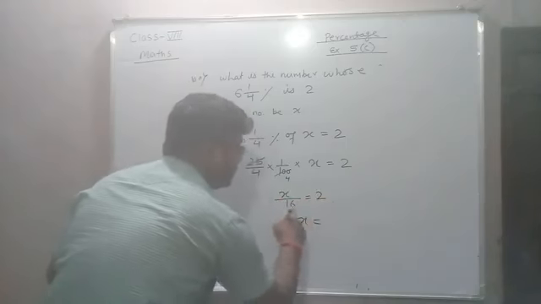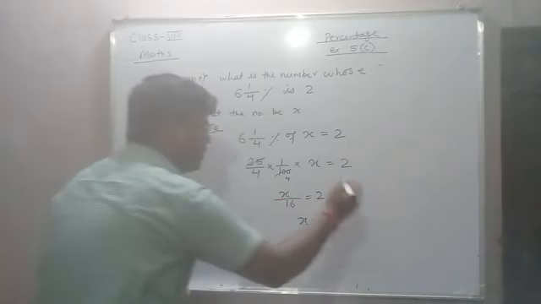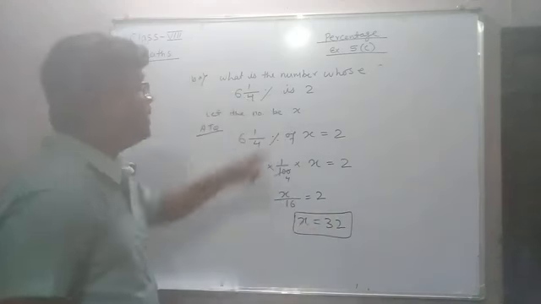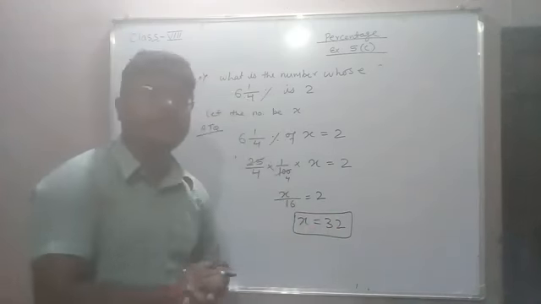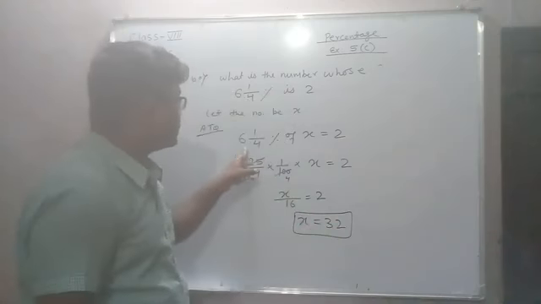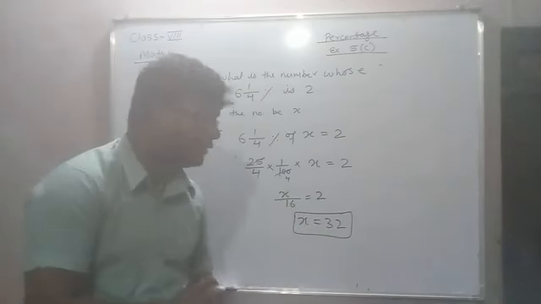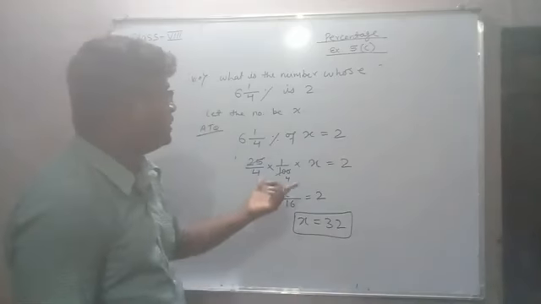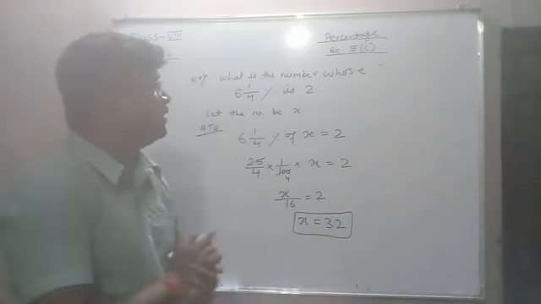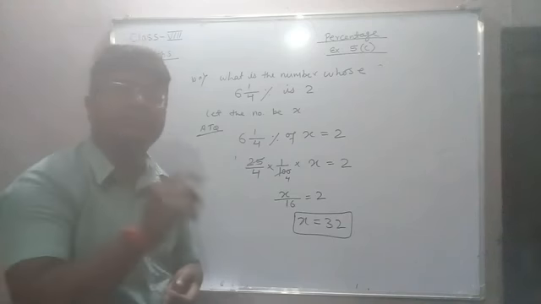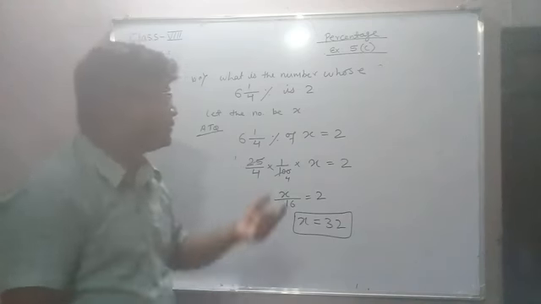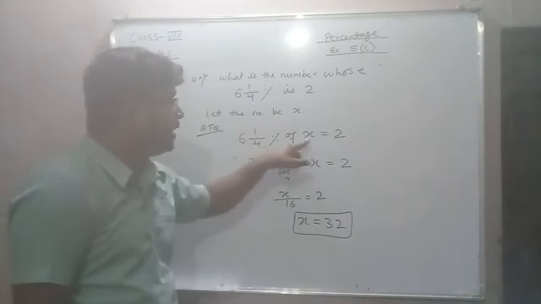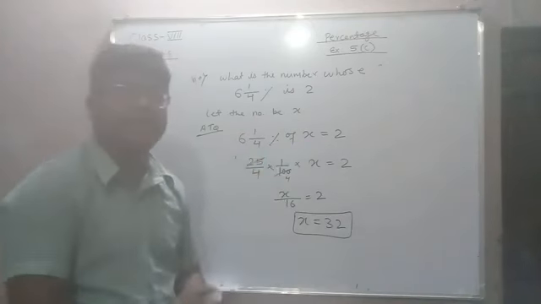So x is equal to 2 multiplied by 16, I am writing directly 32. So what is that number? That number is 32. If you find 6 whole 1/4% of 32, you will get your answer 2. Isn't it very easy? But the thing you have to consider is that you have to suppose that number. I have supposed that number as x, so 6 whole 1/4% of x is 2. Please solve it and you will get your answer.